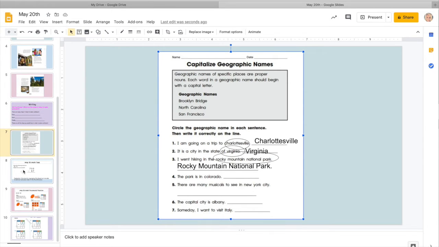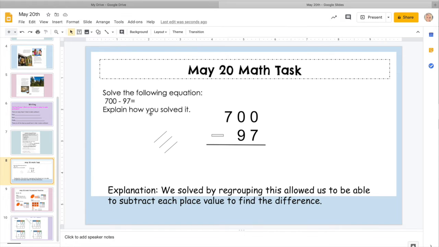All right, so let's go ahead and get started with some math. Our May 20th math task is asking us to solve the following equation: 700 minus 97, and then explain how you solved it. Well, as you can see, it was written out a little bit different, so I had to rewrite that based on the place value, making it a little bit easier to solve. I lined my 1s up with my 1s, I lined my 10s up with my 10s, and then 700 had 100, but 97 did not have 100, so that's why that is blank. So let's go ahead and get started.